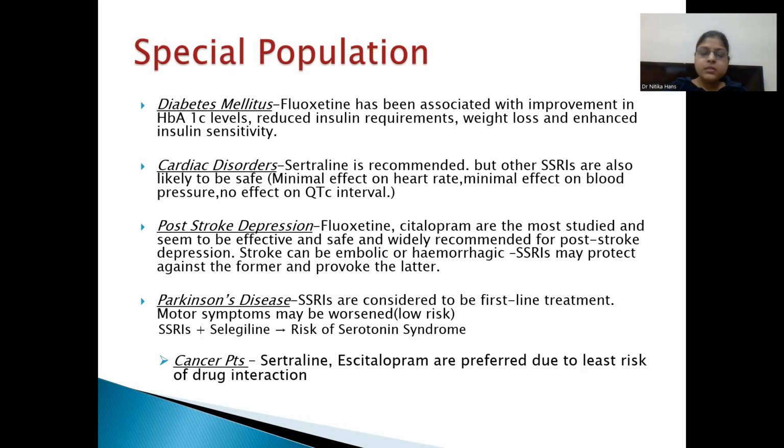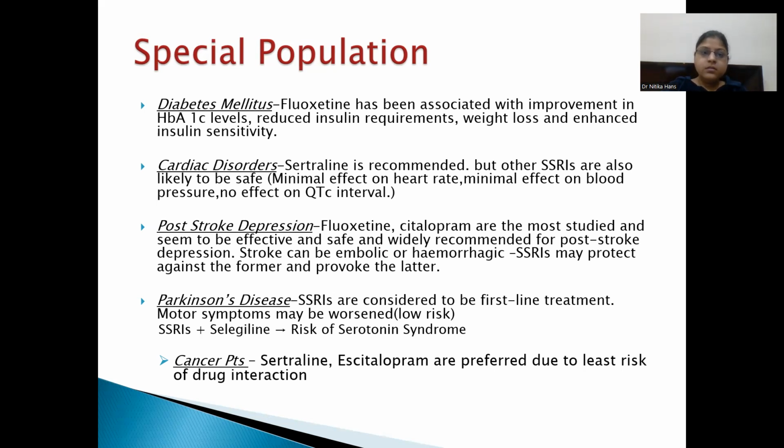In diabetes mellitus, fluoxetine has been shown to improve HbA1c levels, reduce insulin requirements, cause weight loss, and enhance insulin sensitivity. So fluoxetine is used in diabetes mellitus patients. In cardiac disorders, sertraline is recommended. Others are also likely to be safe, with minimal effect on heart rate, minimal effect on blood pressure, and no effect on the QTc interval. In post-stroke depression, fluoxetine and citalopram are the most studied, seem to be effective and safe, and are widely recommended.